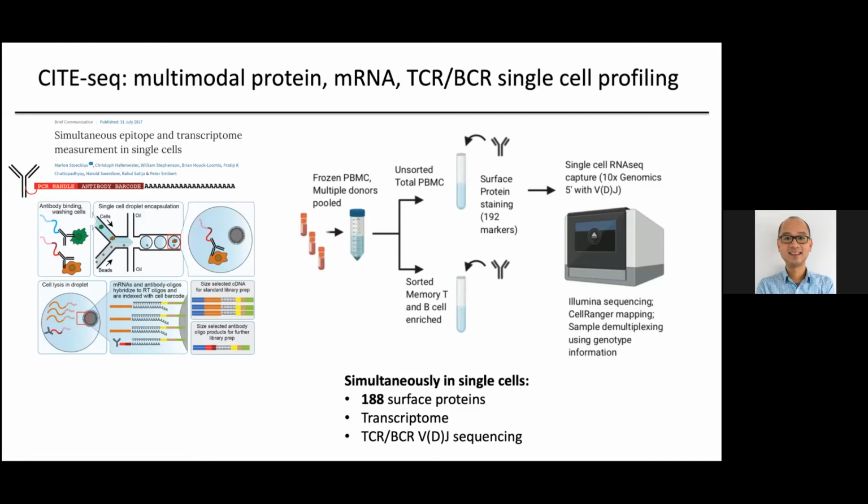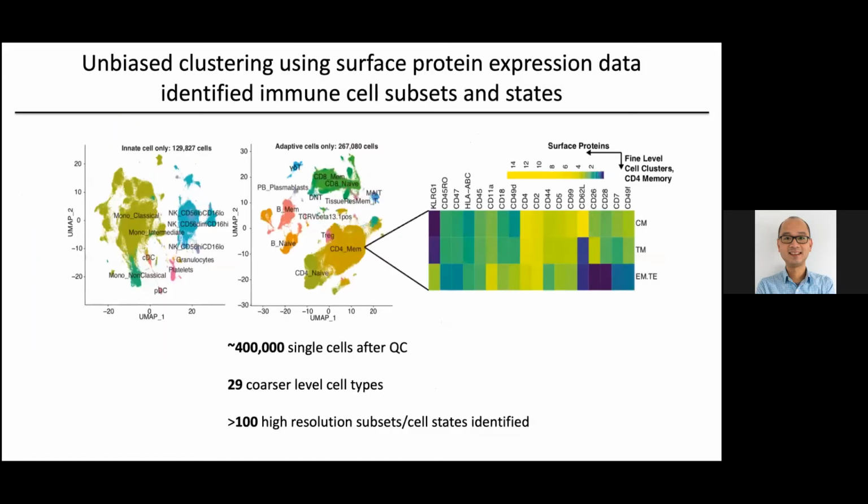And the other experimental detail is that aside from just looking at the circulating immune cells, we also sorted the non-naive B and T cells, which allows us to enrich for the clonally expanded cells. So this allows us to get data from more than 400,000 single cells after QC, and using the proteins again, we can zoom in and look at the transcriptome of 29 higher-level cell types and subsets. We also identify more than 100 higher resolution cell subsets, but I won't go into the details of those.